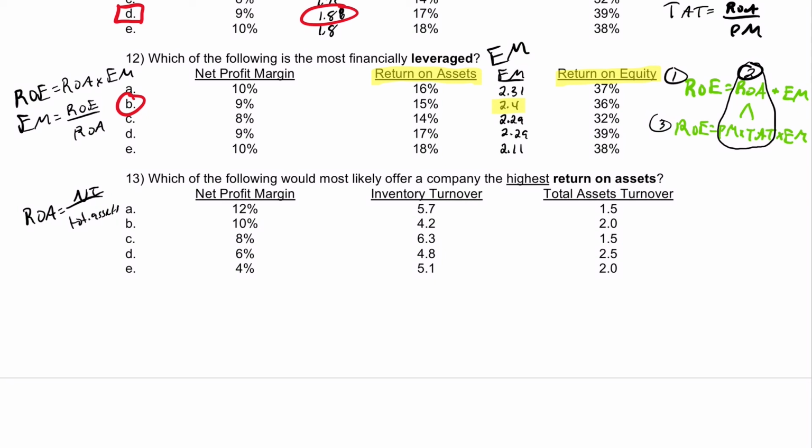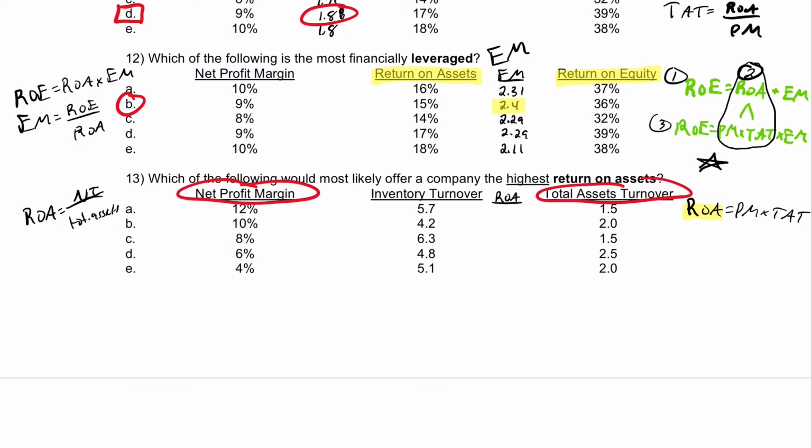I'm looking for an ROA, and except for inventory turnover, profit margin and total asset turnover are seen over here in part of our DuPont. So I should be able to solve for ROA using some part of the DuPont. If I look at step 2 over here, that says ROA is equal to profit margin times total asset turnover. I am solving for ROA, and they have given me profit margin and total asset turnover. So I'm going to multiply those two together.